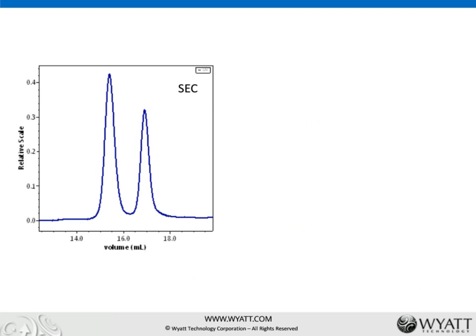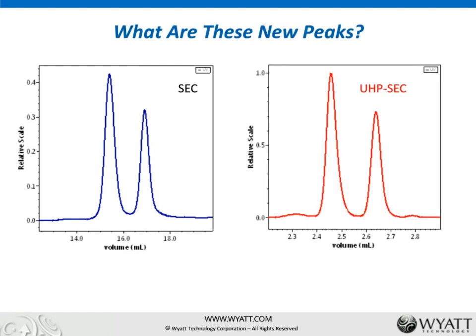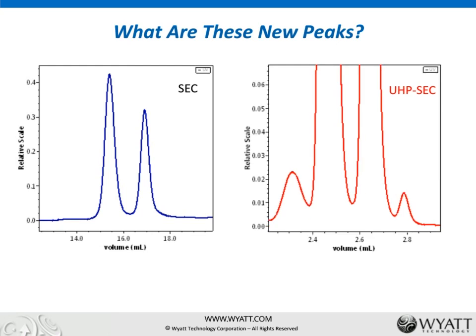The second example is a mixture of proteins. By standard SEC, we find 2 peaks. When we use UHP-SEC to analyze the same sample, we also detect 2 minor peaks, which can be seen much better if we zoom in. Now we're going to rename those peaks as peaks 1, 2, 3, and 4. And the 2 peaks from SEC would correspond to peaks 2 and 3.